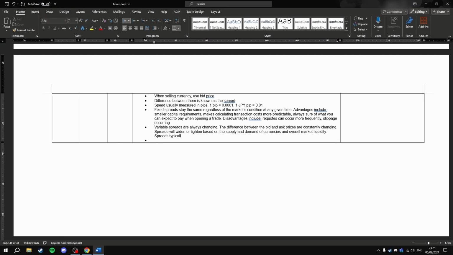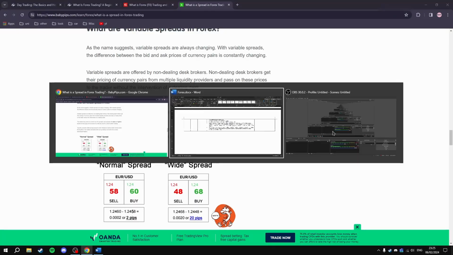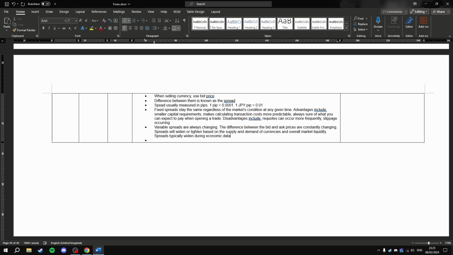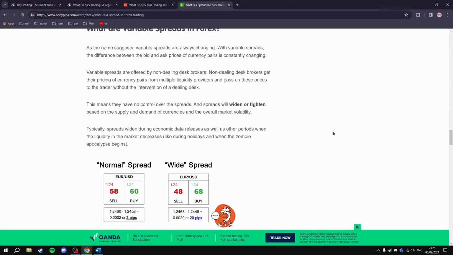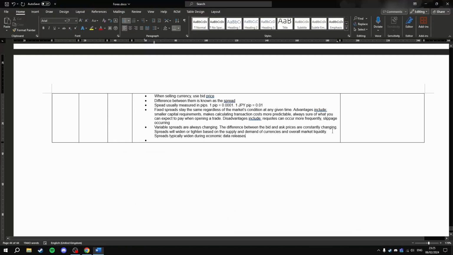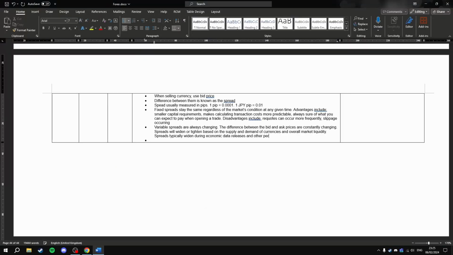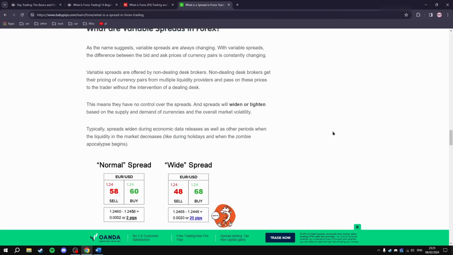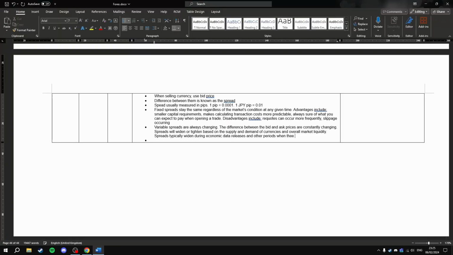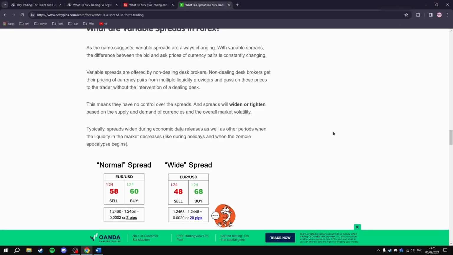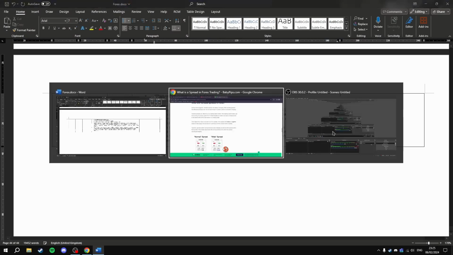Spreads typically widen during economic data releases and other periods when the liquidity in the market decreases.